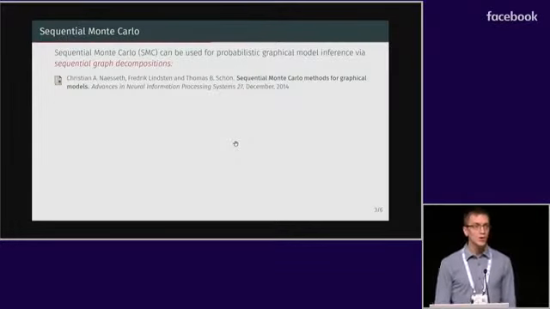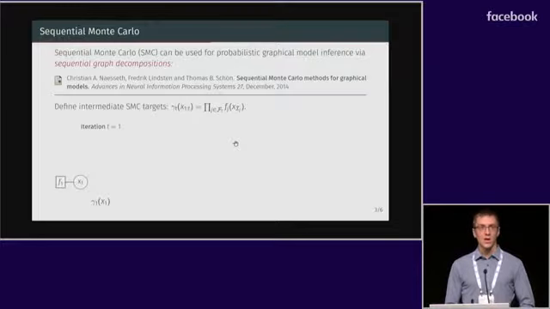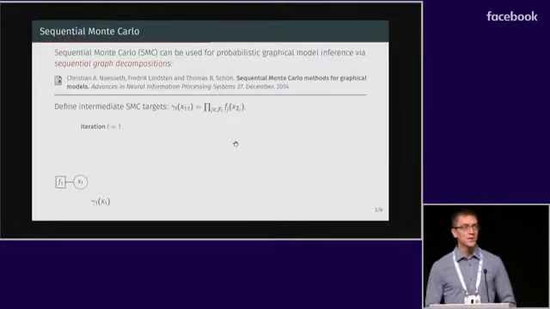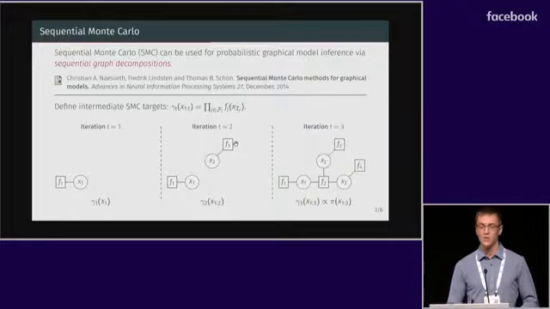Our starting point for solving this problem is to use the sequential Monte Carlo method that was presented at this conference a few years ago. And the basic idea behind this SMC method is to decompose the graphical model into a sequence of subgraphs. We can then define an intermediate target distribution gamma for each of those subgraphs, and then sample from these gamma distributions in turn using an SMC algorithm until we recover the full graph of interest.